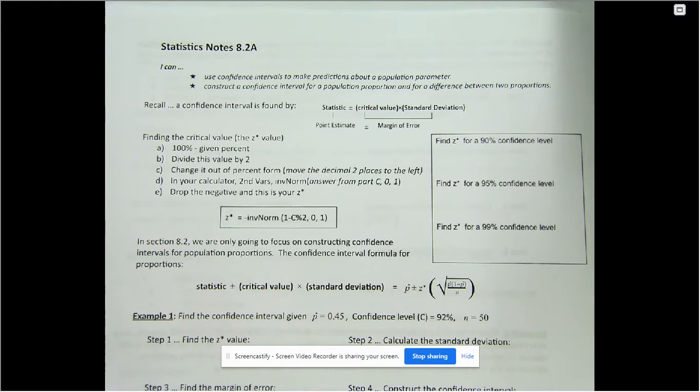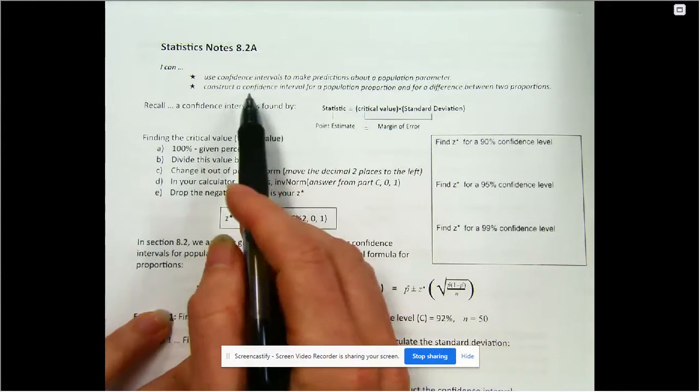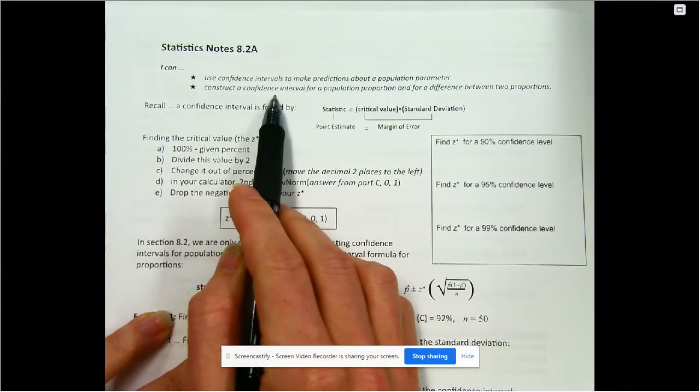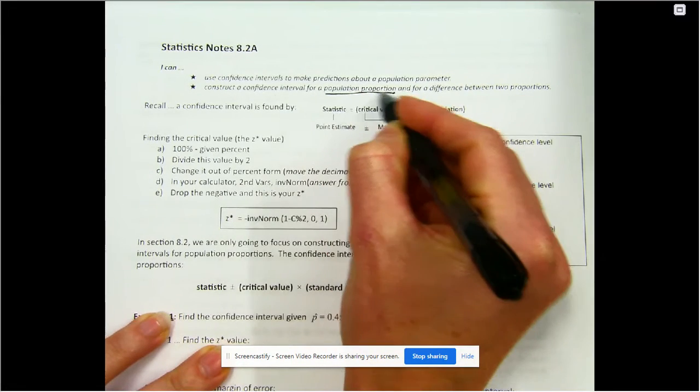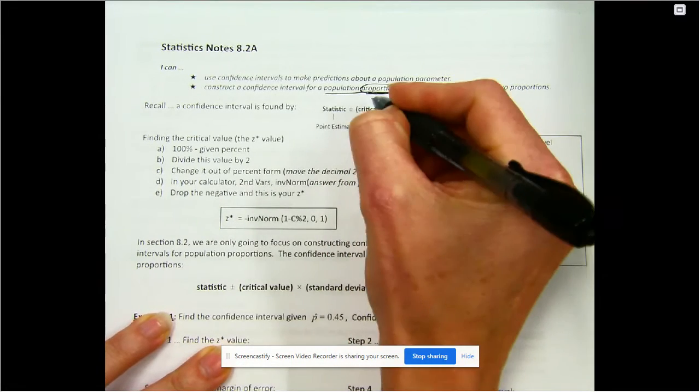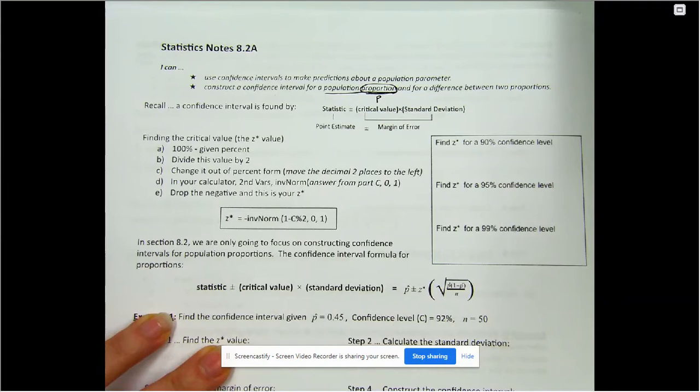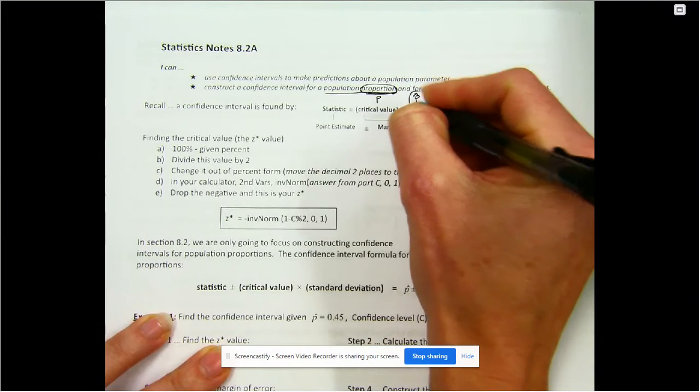In this section, we are learning about constructing confidence intervals for a population proportion. So we are trying to estimate p, our parameter, given p hat. So that's what we're going to have.